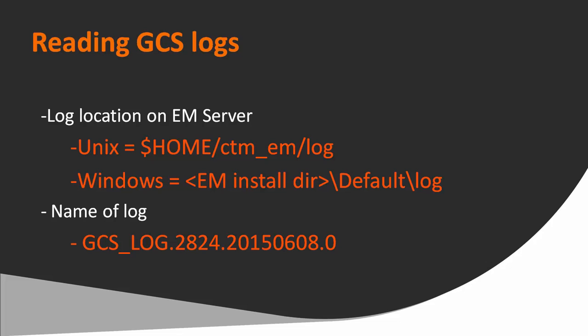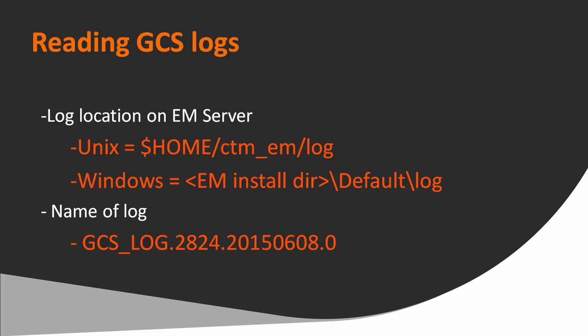If you find yourself in a situation where you need to determine why a global condition was not sent, reading or reviewing the GCS logs might help you in determining what happened. If your EM server is on a Unix machine, you will find it in the $home ctmem/log directory, and for Windows, it's in the install directory /default/log. And the name of the log is going to start with GCS_log, followed by the process ID of the global condition server and the date when it was first started.